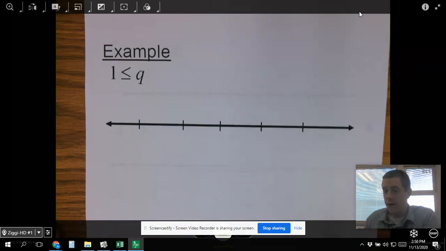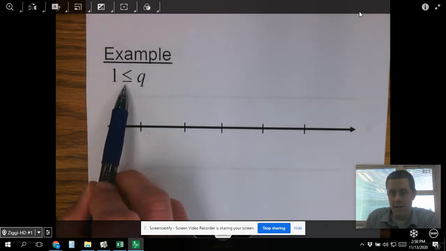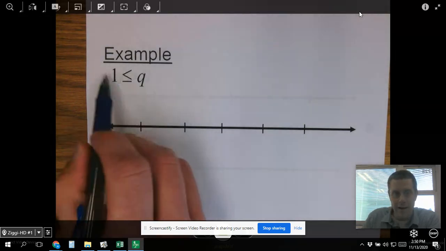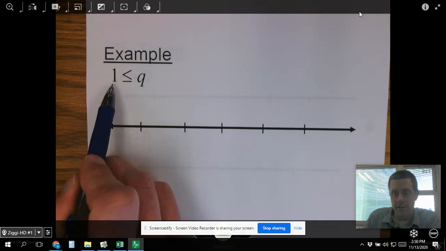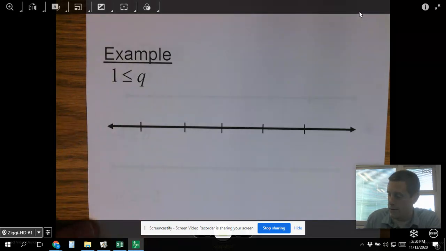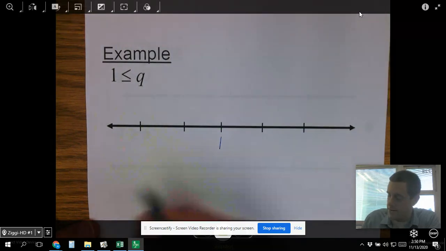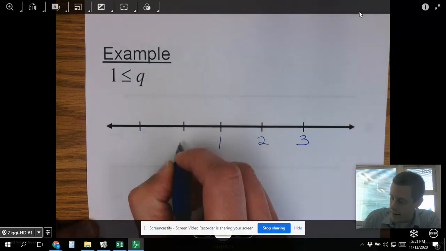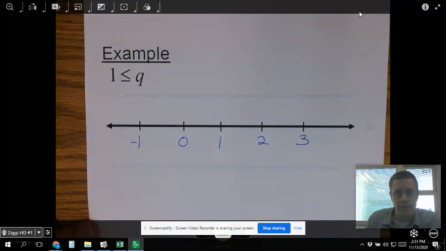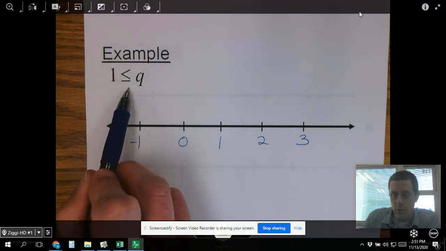All right, final example here, a little trickier. We got the variable and the value on opposite sides of the inequality. So 1 is less than or equal to q. Again, my starting point is going to be 1 because that is the value being compared in my inequality. So on a number line, place 1 in the center, fill out the rest. Values to the right would be greater, so 2 and 3 to the right, and then 0 and -1 to the left. If I plug 1 into q, is 1 less than or equal to q?